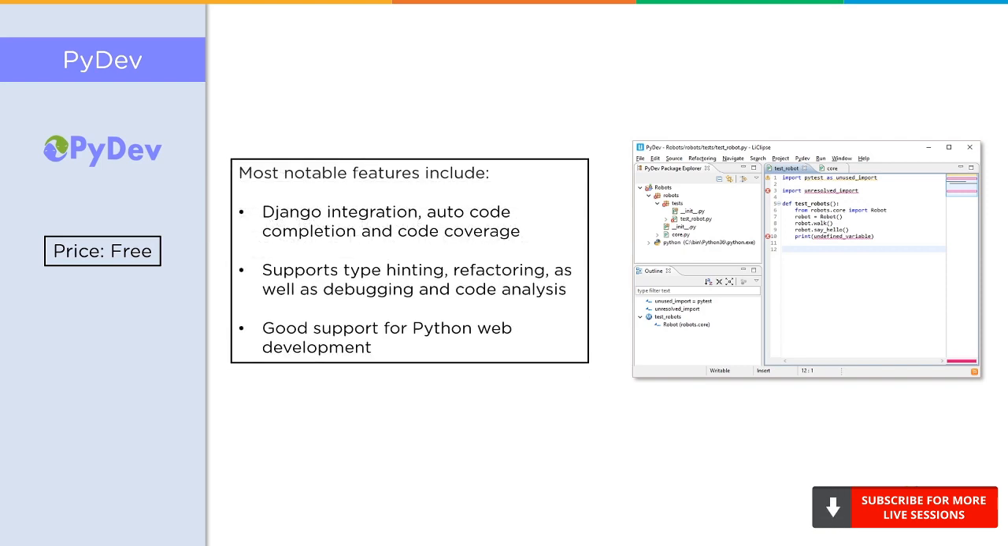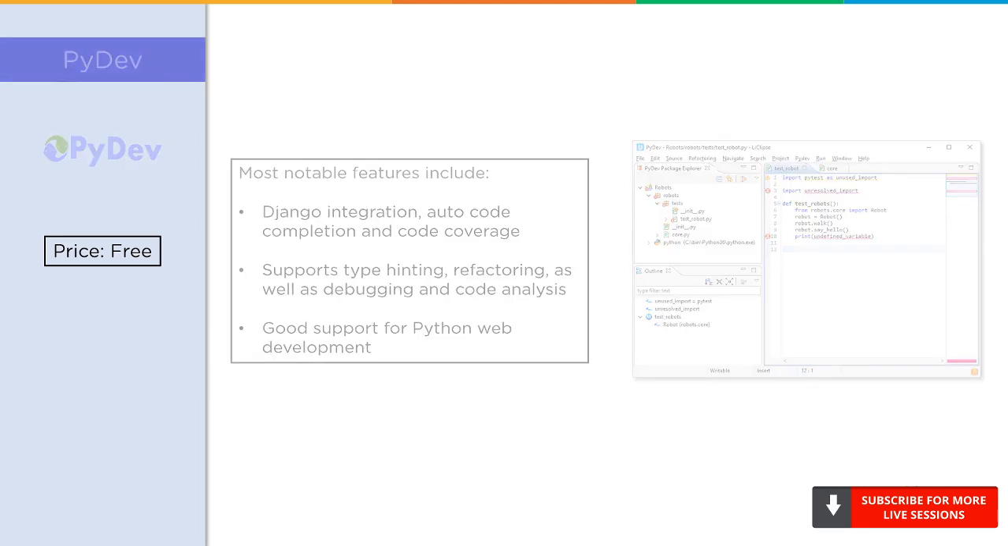Some of the most notable features of PyDev include Django integration, autocode correction, and code coverage. It supports some of the rich features like type hinting, refactoring, debugging, and code analysis. Finally, it has good support for Python web development. Followed by PyDev, we have Thonny.